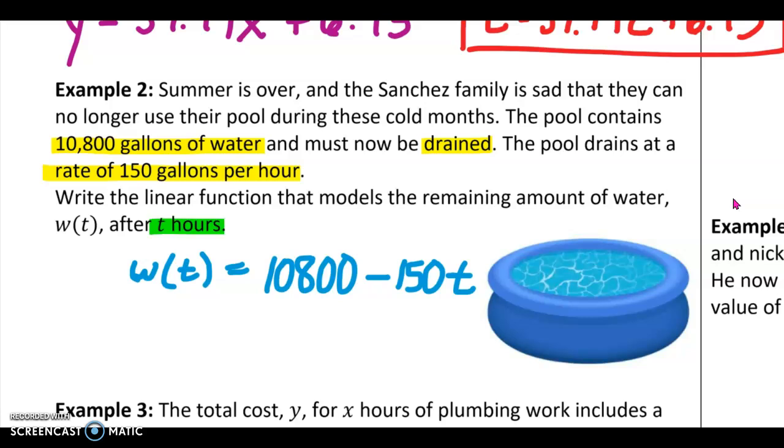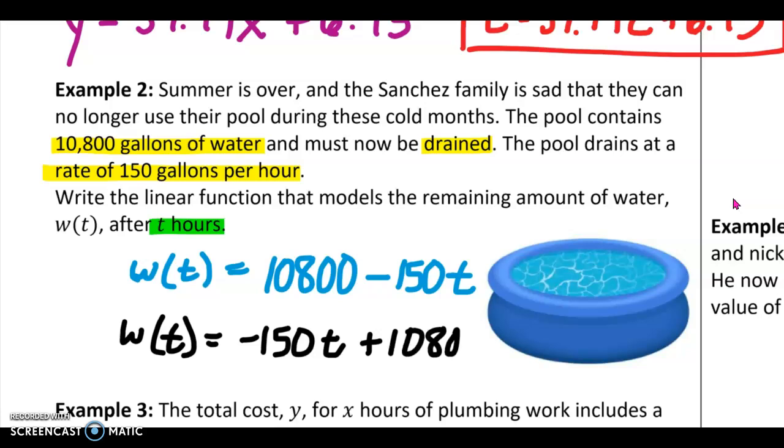Okay, you could also switch them to look more like y equals mx plus b, where the negative 150t goes first. That's like mx plus the b value. So both of these are correct. Okay. Keep that in mind. A lot of people write it this way because it makes more sense to them. This is how much we started with, and we're draining at this rate, 150 gallons per hour, and T is the number of hours. So this was also slope-intercept form, y equals mx plus b. Now let's look at example 3.